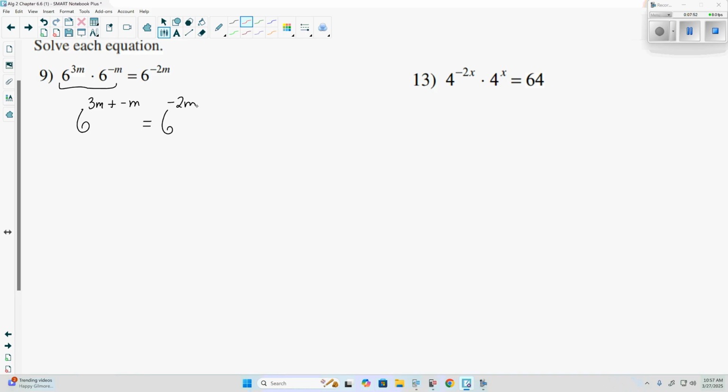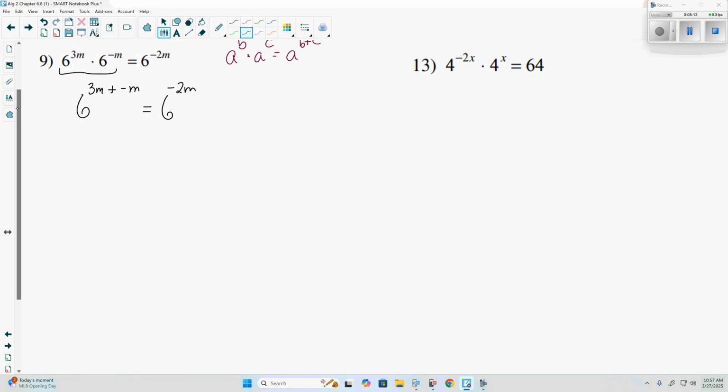So our 6 to the 3m times 6 to the negative m, according to property of exponents, a to the b times a to the c is equal to a to the b plus c. When we multiply like bases, we add the exponents. When we divide like bases, we subtract. So by doing that simplification, we're able to get one base on either side. And really, we can simplify this a little further, because 3m plus negative m is 2m, telling us that 6 to the 2m is equal to 6 to the negative 2m.